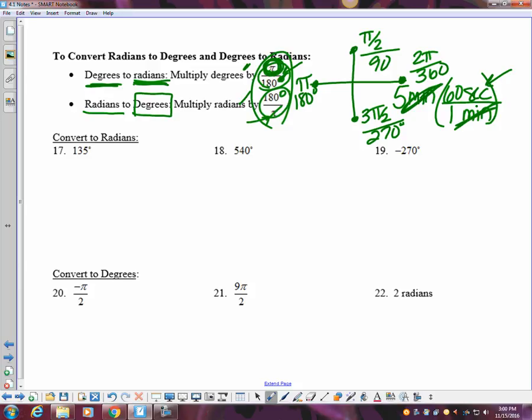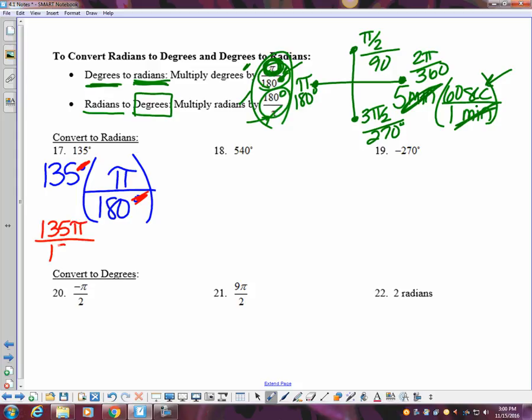Okay, so let's use it. 135 degrees. I have degrees, so degrees are going in the bottom. I want radians, so radians are going in the top. Pi is 180 degrees. That's my ratio. So now when I multiply, my degrees cancel. And I have 135 pi over 180. Well, you can reduce that.